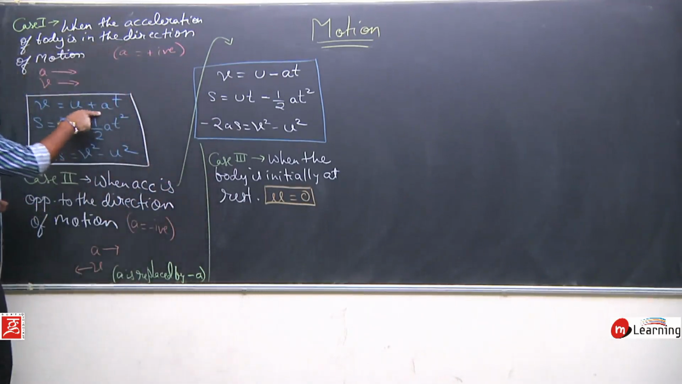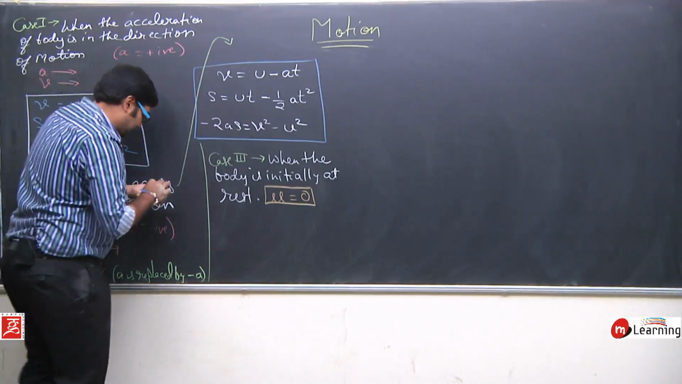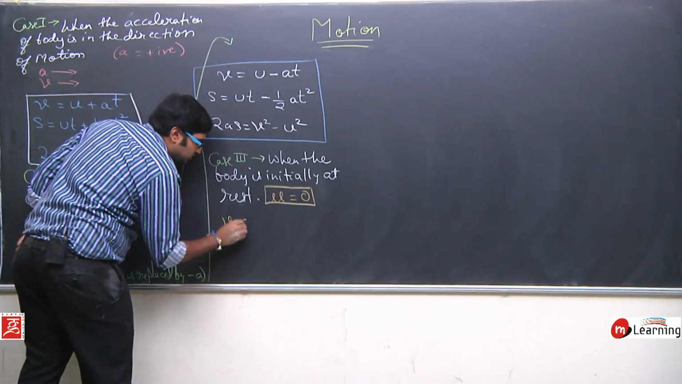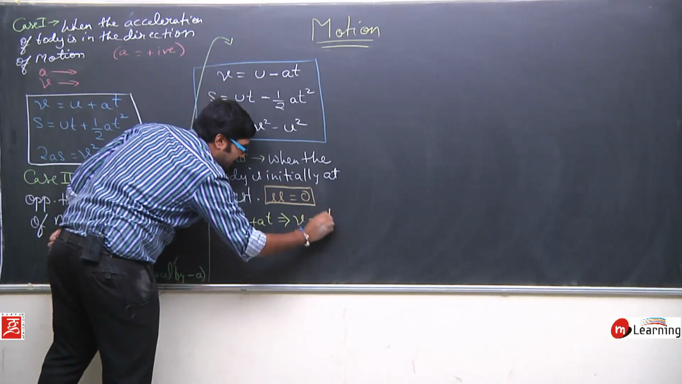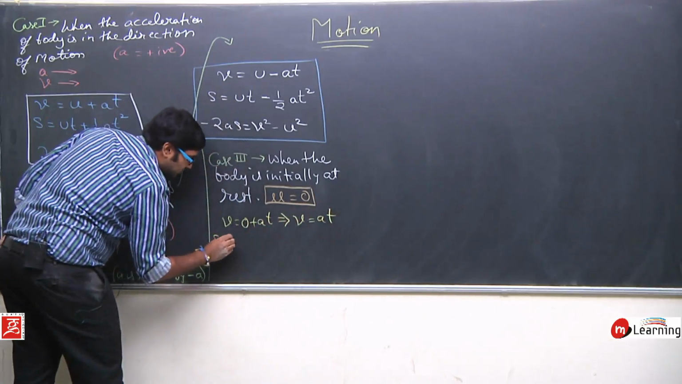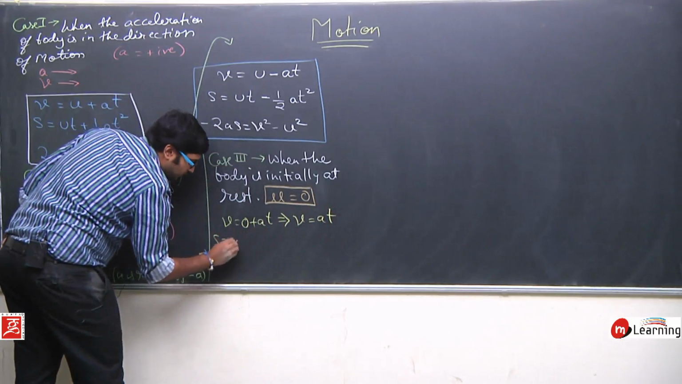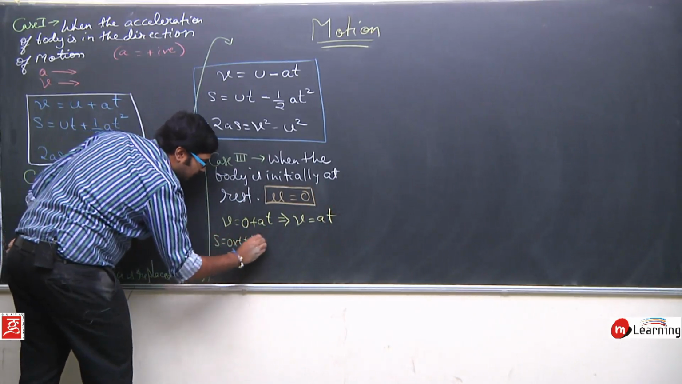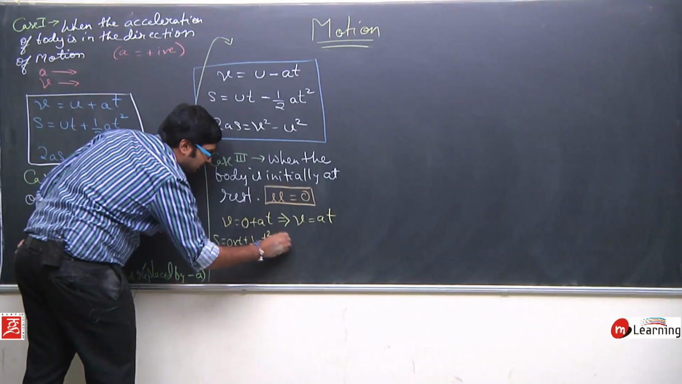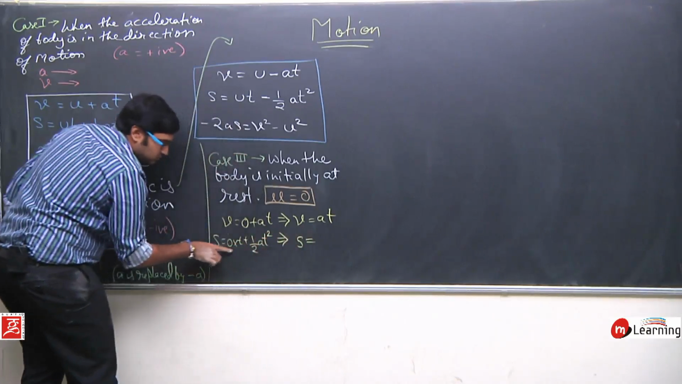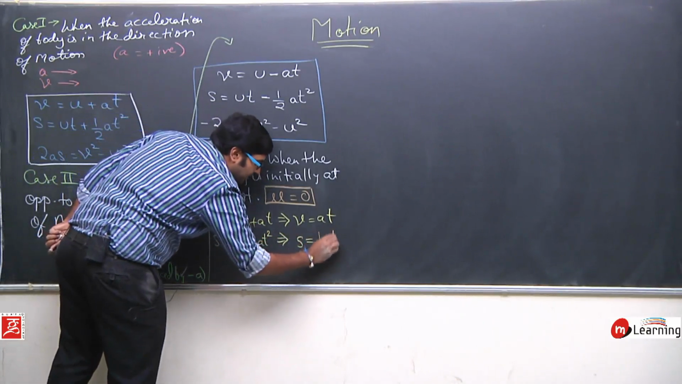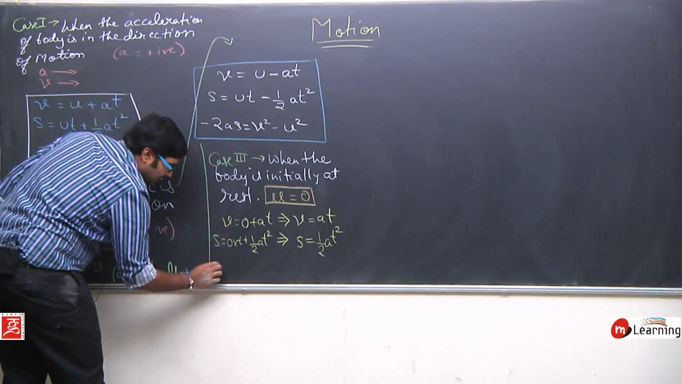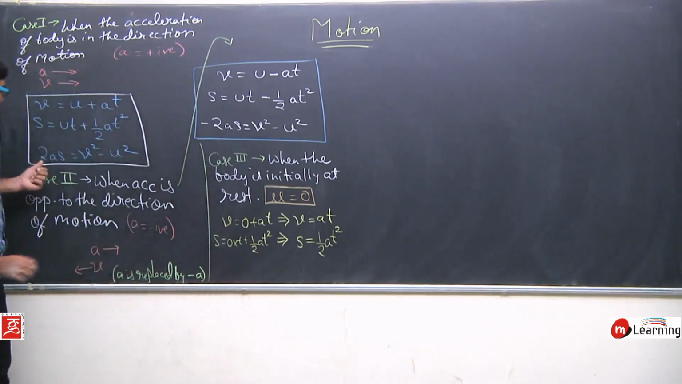So the first equation of motion, v = u + at, will become, with u = 0, v = 0 + at, that is v = at. And s = ut + (1/2)at², that is 0 into t plus half at squared. Now 0 into t gives you 0, so s will become (1/2)at².